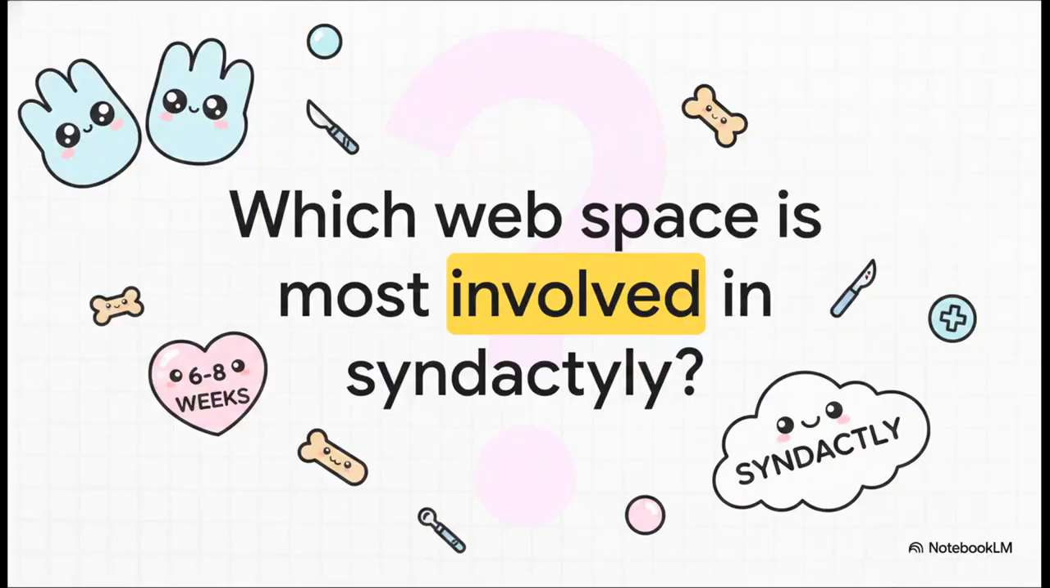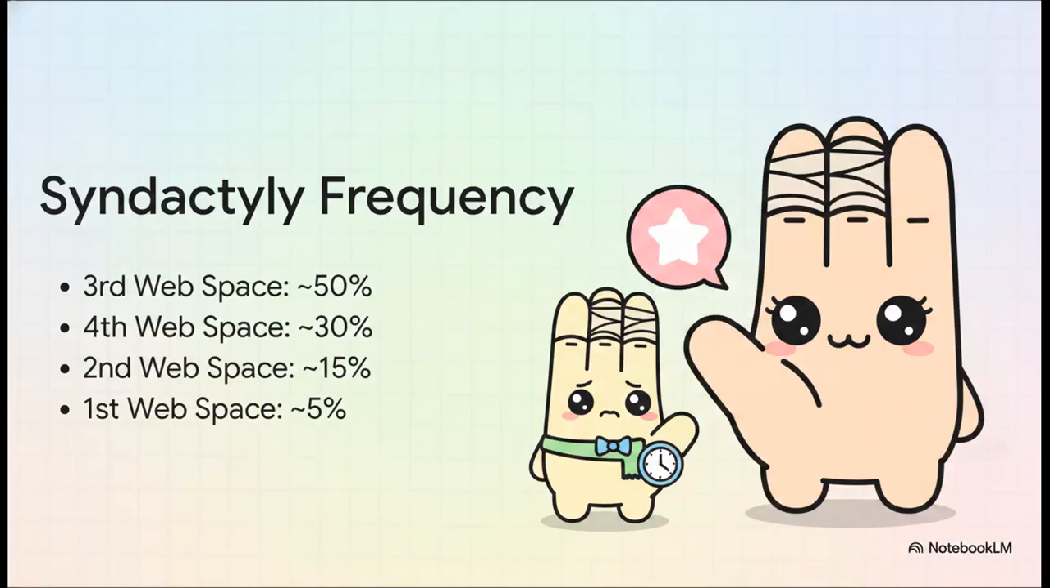Next question. When programmed cell death fails between the 6th and 8th weeks of embryonic development, it leaves the digits webbed, a condition we know as syndactyly. But which specific web space is affected most often? It's the third web space, right between the middle and ring fingers. In fact, that accounts for roughly 50% of all cases.